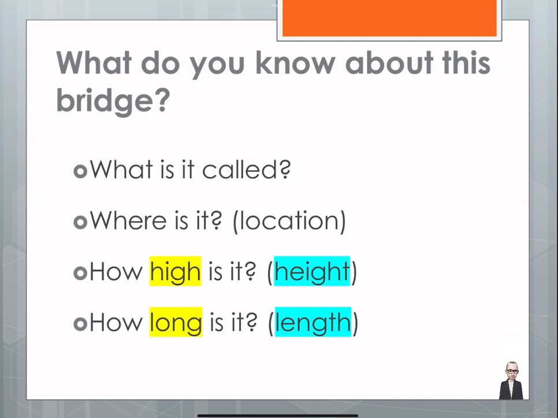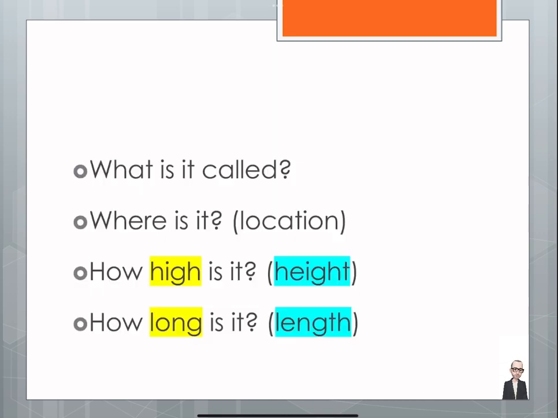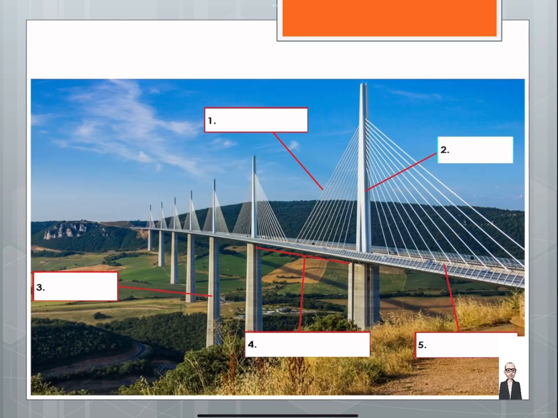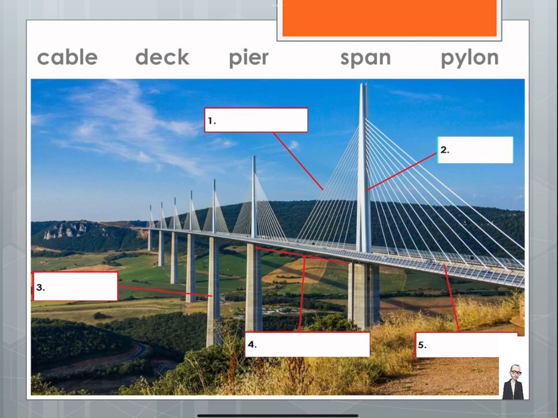But before we get into that, let's just have a very quick look at some words related to bridges. At the bottom of your screen, you have got cable, deck, pier, span, and pylon. These are parts of a bridge, and we are going to have a look at what these words exactly mean one by one. So here on the next slide, what we have to do is match the words with the correct parts of the bridge.